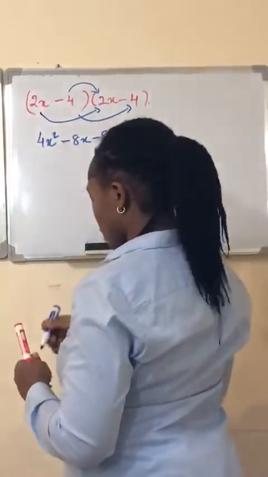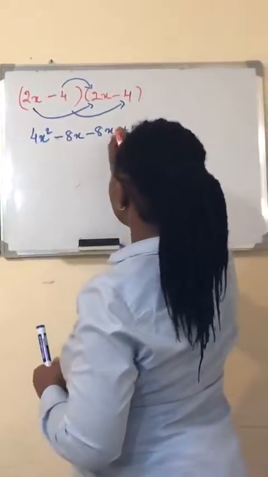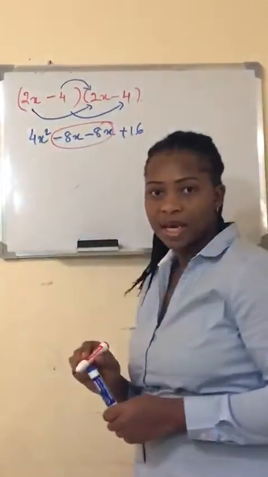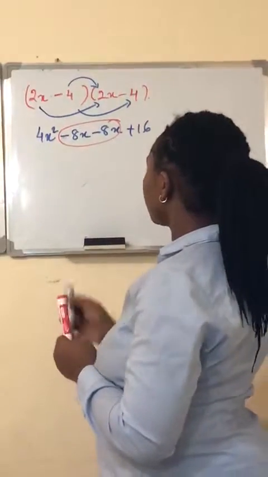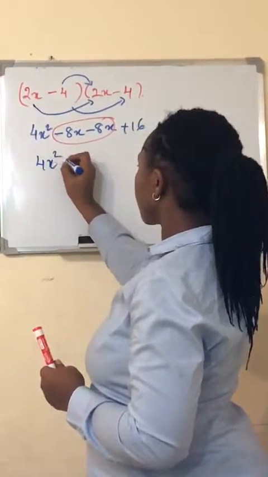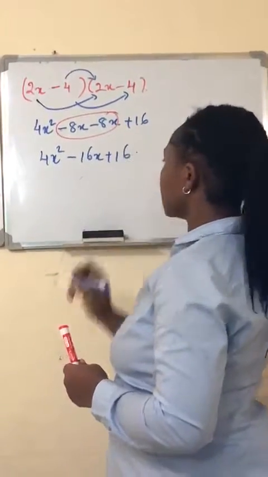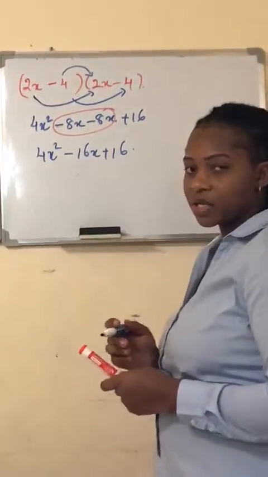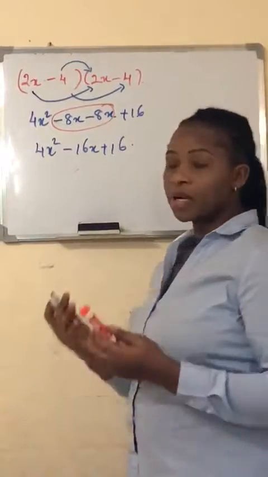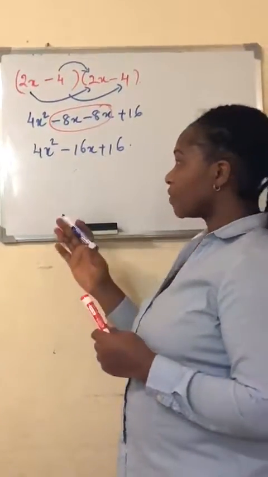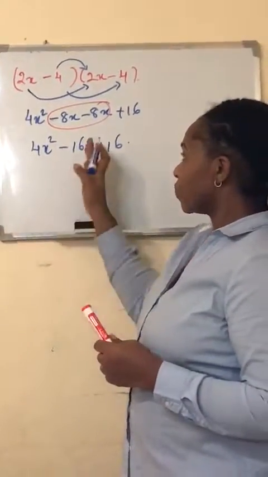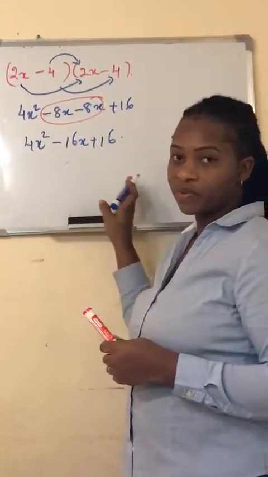The next term multiplied gives us minus 8x and plus 16. So we check again if we have any like terms. We have to add like terms. So we have 4x squared minus 16x plus 16. So our final answer is 4x squared minus 16x plus 16. Now, if you look at the pattern that is occurring, we are going to come to a conclusion very soon.